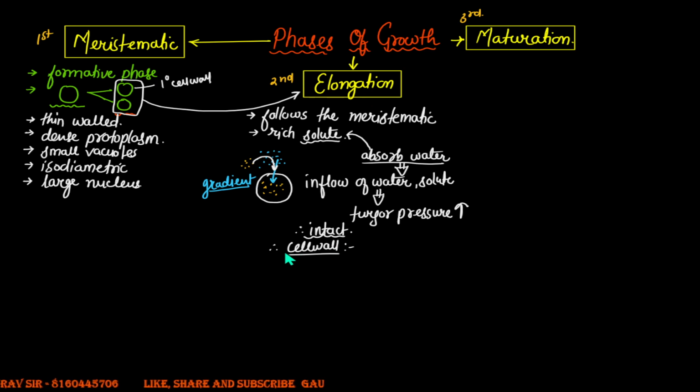During the elongation phase, this cell wall turns secondary. That means more amount of cellulose gets deposited here. So there are two theories proposed for this deposition of cellulose in the cell wall. One of them is intussusception. Now, what does it indicate?